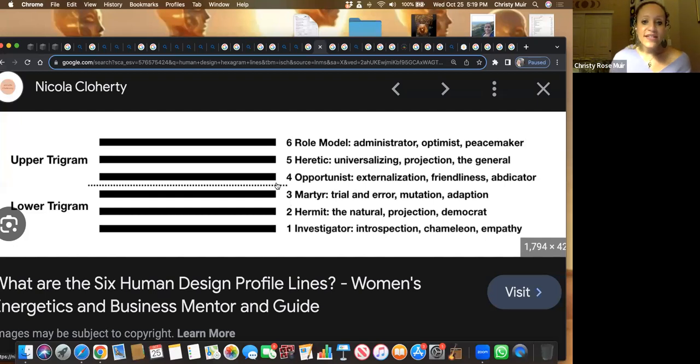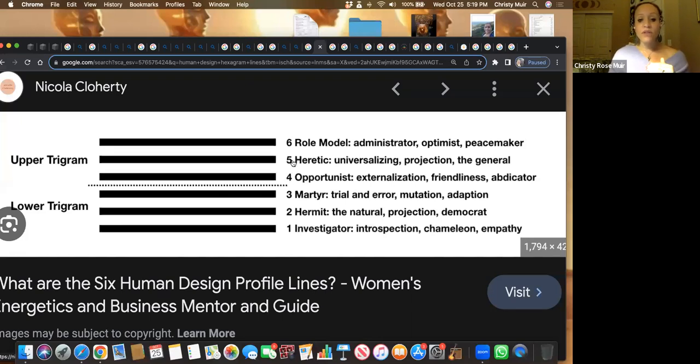So this moving from the lower to the upper trigram is seen as moving across this divide. So the third line is starting through this trial and error process to become aware that there is actually an other out there. This is all internal process. This is all about the self. But this trial and error process does start to reach across, and then the fourth line becomes the opportunist.